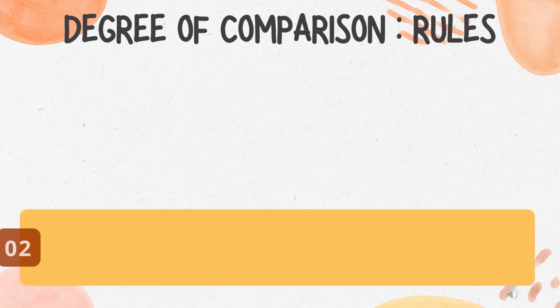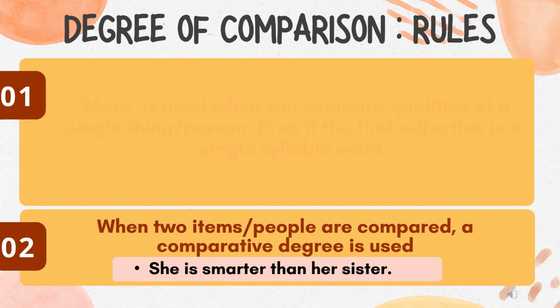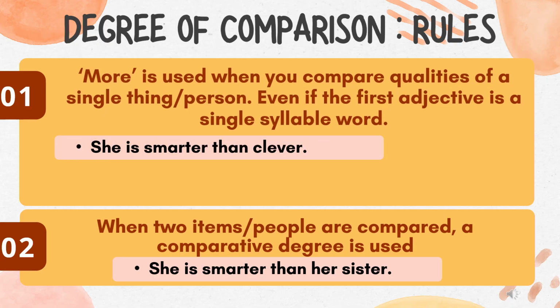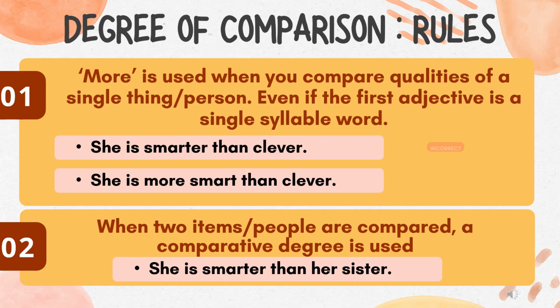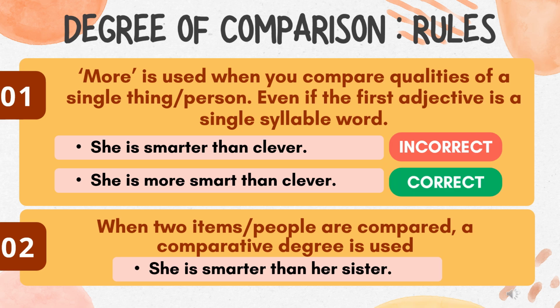Here's a key rule for the comparative degree. When you compare two different qualities of the same person or thing, you must use more instead of the normal -er or -est form. For example, saying she is smarter than clever is incorrect. The correct form is, she is more smart than clever. This rule applies even with short, one-syllable adjectives like smart. Let's continue with more important rules.